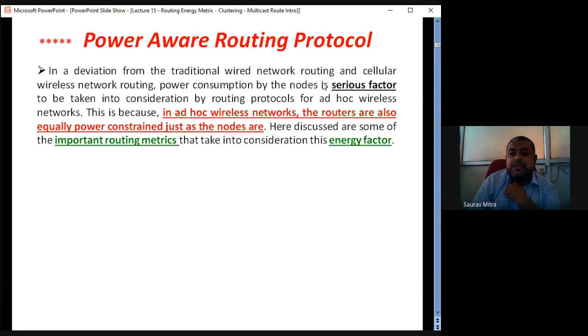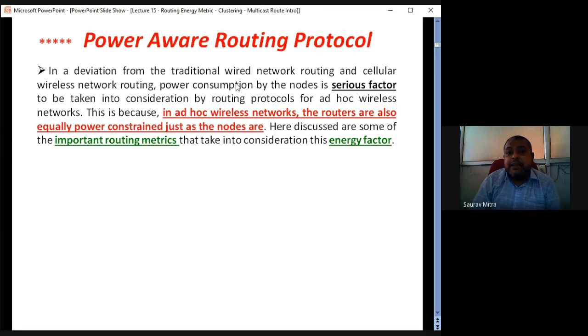network. We are always trying to copy all the protocols that are present in wired network into wireless network, and in doing that there are some problems. So what is the difference? We will see here. In deviation from traditional wired network routing and cellular wireless network routing, first is wired network, then there is cellular network. Cellular network means it is a with infrastructure network.